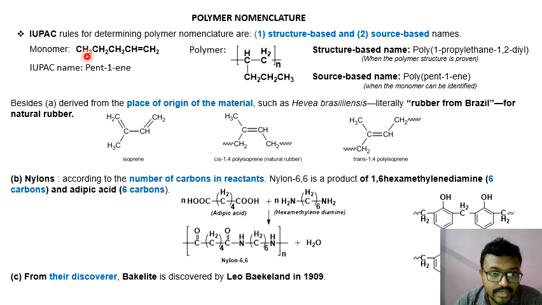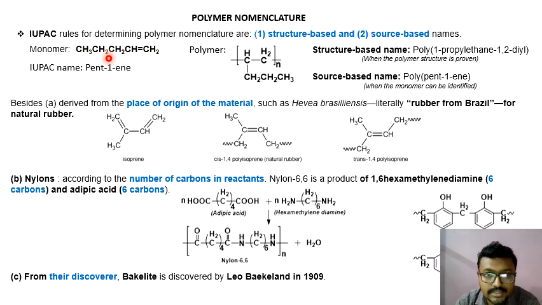For example, if we take this monomer molecule, CH3 CH2 CH2 CH double bond CH2, what is the name of this monomer? Number the carbons 1, 2, 3, 4, 5. At position 1 there is a double bond, so it is pent-1-ene. This is the IUPAC name.